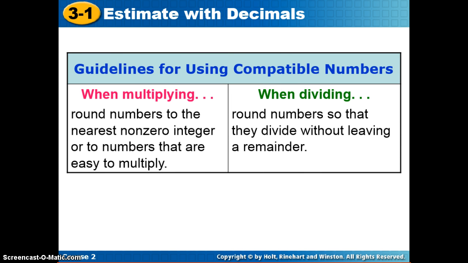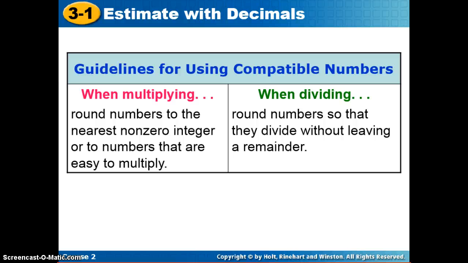All right, now we're going to look at compatible numbers when multiplying and dividing. We have a little guidelines to help us remember. When we estimate with decimals and multiply, we round the numbers to the nearest non-zero integer or to numbers that we can easily multiply. We don't want to round to 0 because anything times 0 is just 0, so we want to be aware of that as we round.